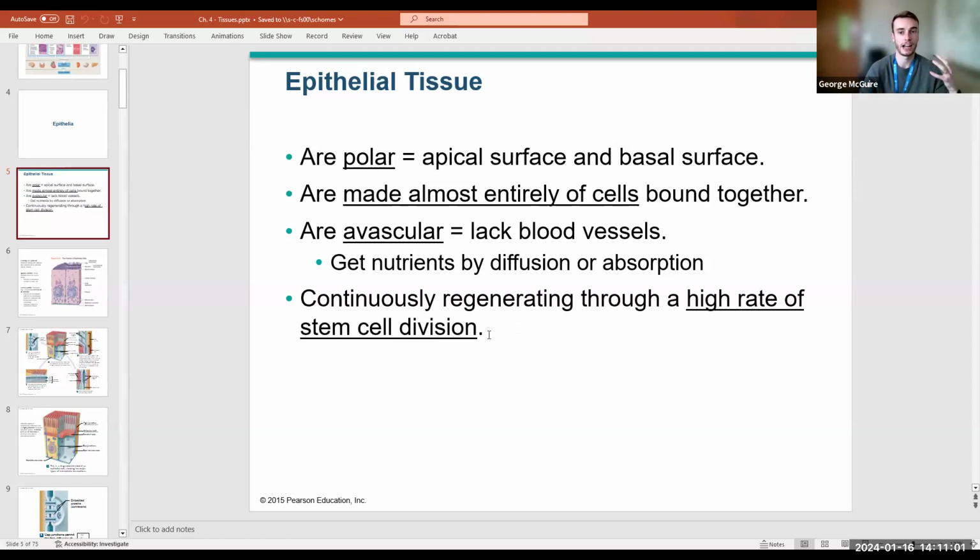And so since we have such a high level of regeneration in our epithelial tissue, this tissue is where we are most prone to creating mutations and to forming cancer, right? Or at highest risk of forming cancer due to that high rate of division. Okay, polar, made almost entirely of cells, avascular, so we're getting all of our nutrients to this tissue through diffusion, and then continuously regenerating.